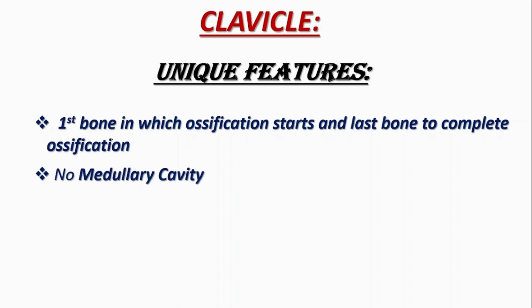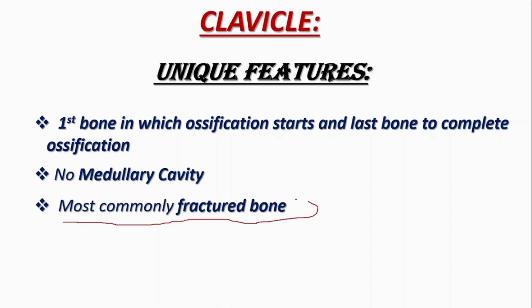Clavicle has no medullary cavity. To some extent, the medullary cavity provides cushion-like support to the bone. Now, as clavicle has no medullary cavity, it means that clavicle can be fractured easily. That's why clavicle is the most commonly fractured bone.